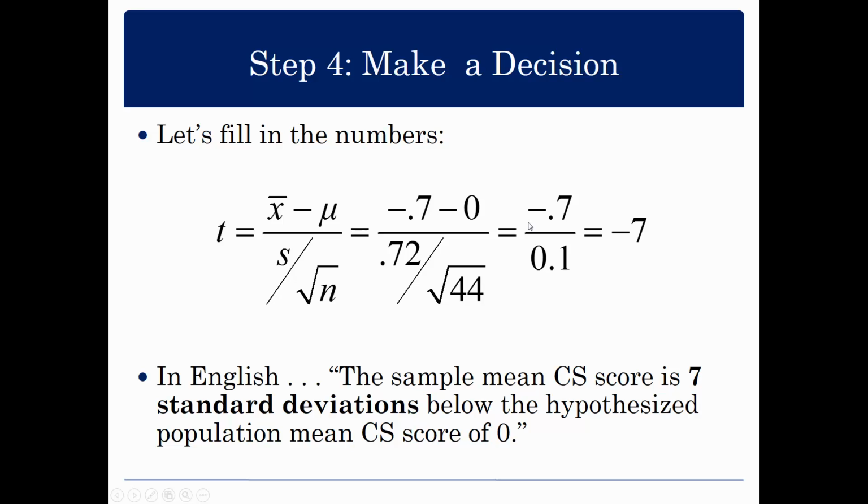So that's 0.1. What that's telling me is that the standard deviation of sample means is only 0.1. And if I were to get something that was within a standard deviation of the average, I should get something between negative 0.1 and positive 0.1, but I got negative 0.7. So this is actually a very, very unusual result if the null hypothesis is true.